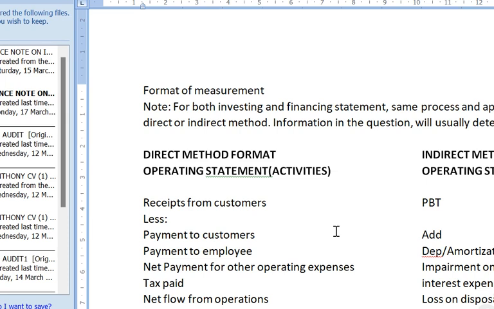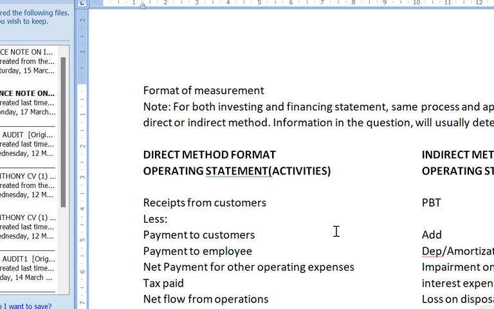Now, we said in the last class that two methods can be used to determine the operating segment of the cash flow statement. In other words, we said that the cash flow statement can be classified into three main segments. The first is the operating segment, the second is the investing segment, and the third is the financing segment. And we said that two methods can be used to actually determine the operating segment. Now, for the investing and the financing segment, you don't need any method. The two segments remain the way they are.